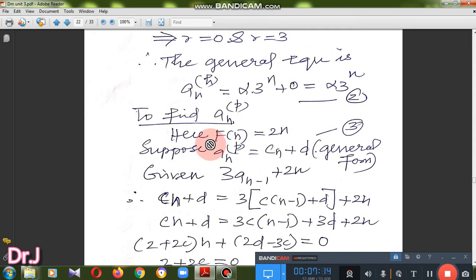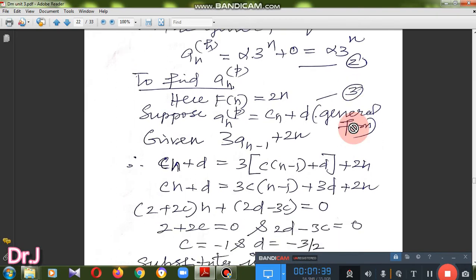If f(n) is equal to 2n, then the general solution would be of the form a_n^(p) equals cn plus d. It's the general form of a function of n of this particular type. I am taking this as equation 3. Now let us find c and d.